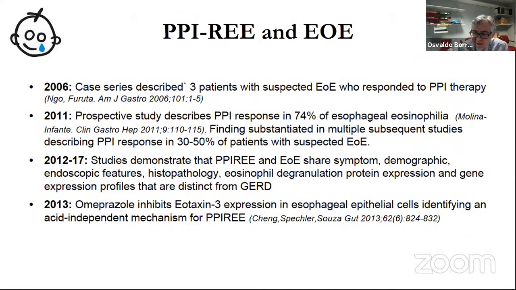Essentially, we have seen a huge change in the last 15 years. First, prospective studies have shown a very good response of eosinophilic esophagitis to PPI. A lot of studies have shown that PPI are able not just to decrease the acid in the esophagus, but also have an anti-inflammatory mechanism.